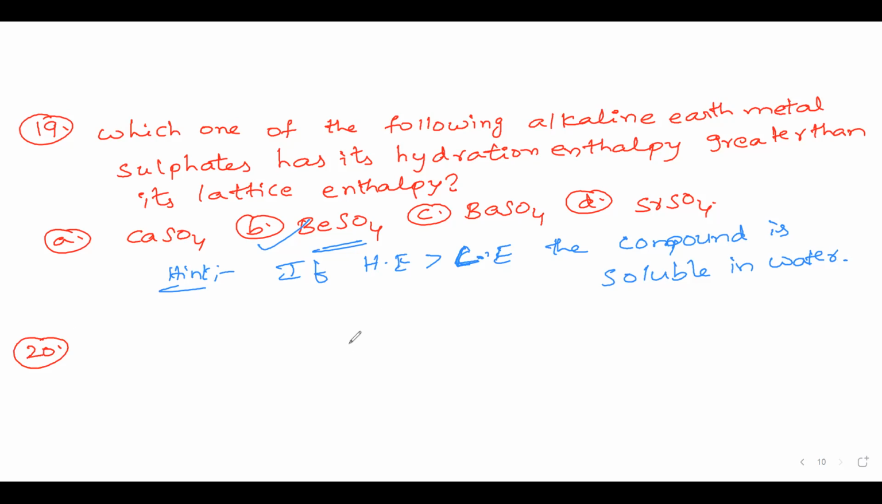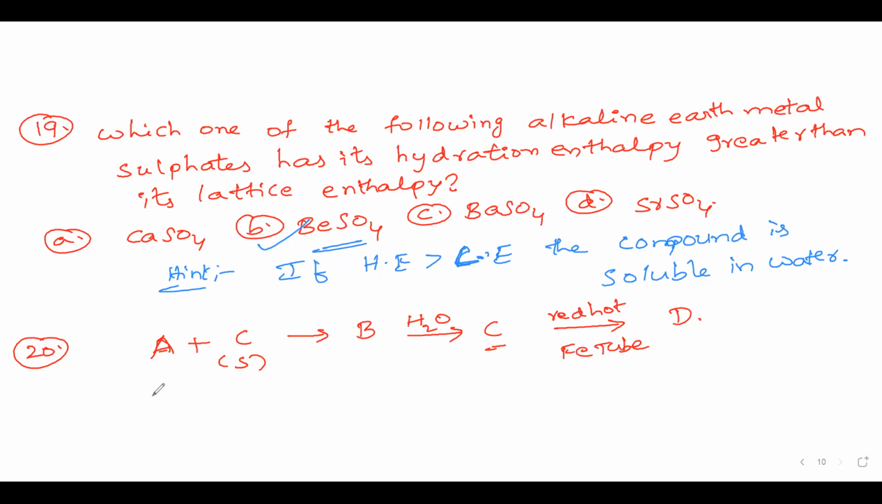Last question for this session. This question I have prepared by myself. Compound A on reaction with carbon, graphite rod, forms compound B. This compound B on hydrolysis forms compound C. When compound C is passed through a red hot iron tube, it forms compound D. Identify A, B, C, D.